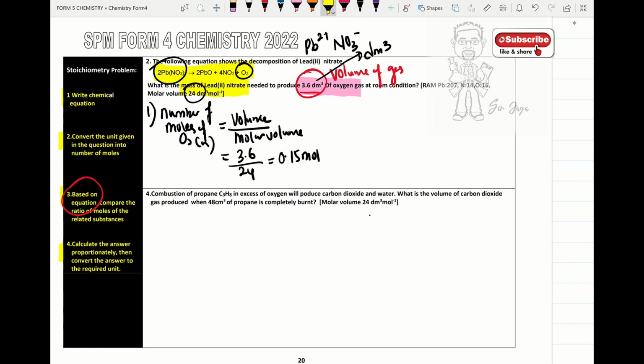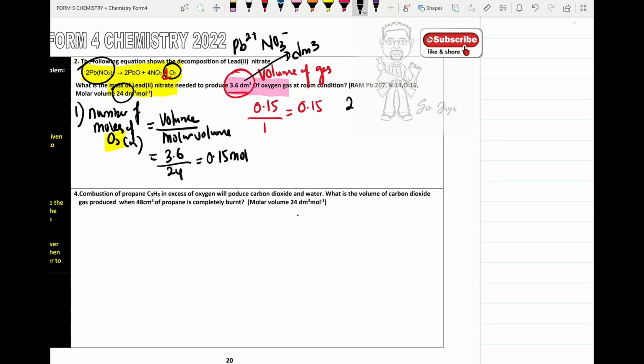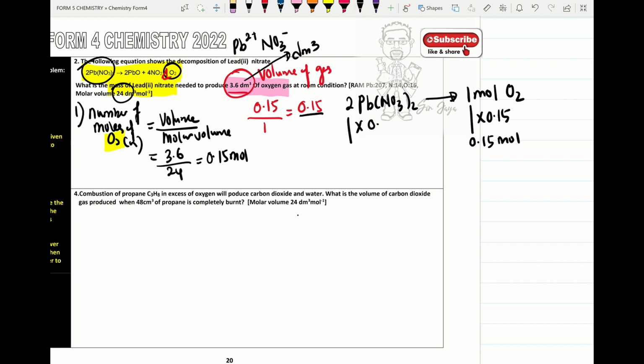Alright, so next we have to find the ratio between oxygen and lead(II) nitrate, and we check the information that we have is oxygen. From the equation, 1 mole of oxygen is produced. So we take the 0.15 divided by the 1 mole produced from the equation, so we will get 0.15. Then we check the equation, 2 moles of lead(II) nitrate produce 1 mole of oxygen gas. How to find the mole ratio? We take 2 times 0.15, we will get the answer 0.3.